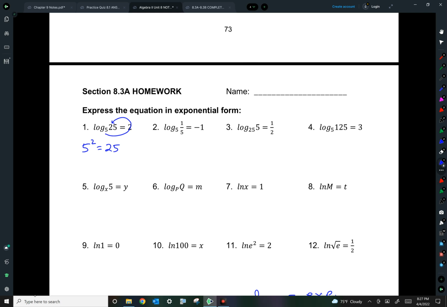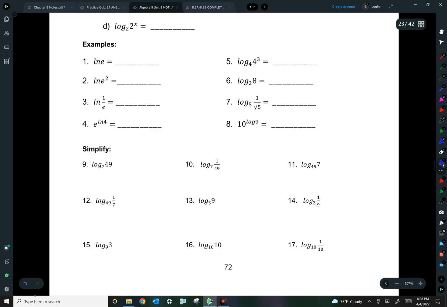Or let's go down here to number 5. I start right here at the x. The base is x, the exponent is y, and then it has to equal 5. Again, we're not solving anything, we're just changing the form. So again, I suggest you practice this on 1 through 6 to make sure you've got the idea of going back and forth.